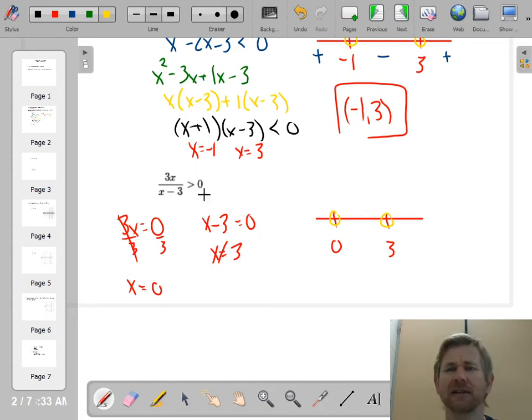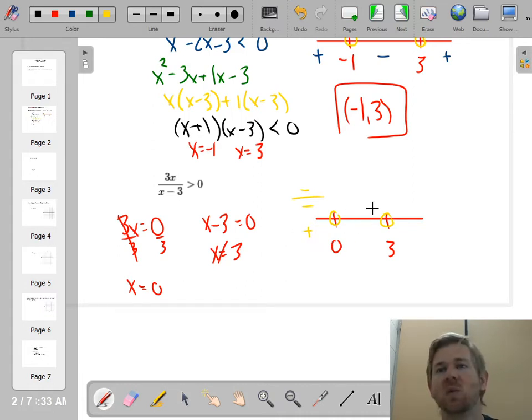And our sign chart's going to look slightly different because it's a quotient instead of a product. So when we think of the signs of these, we're going to have to think of the numerator divided by the denominator instead of two factors being multiplied. So first pick a negative number. If you plug a negative number into the top, you'll get a negative, and a negative number minus 3, you will also get a negative. So we'll have a negative divided by a negative, which will be a positive.